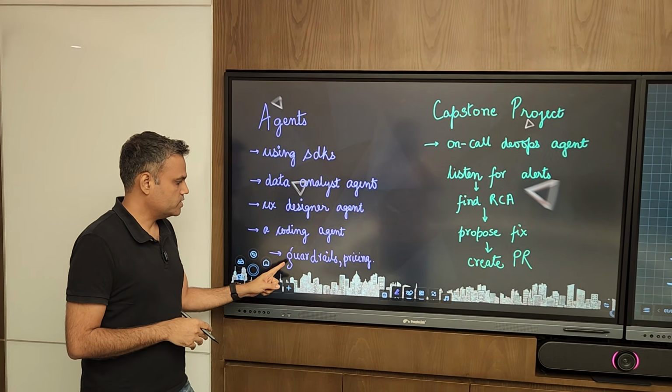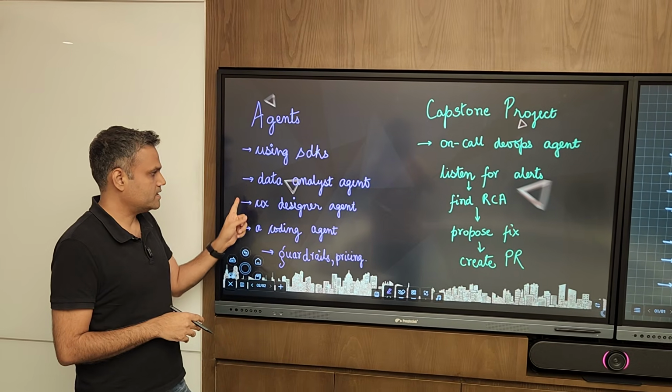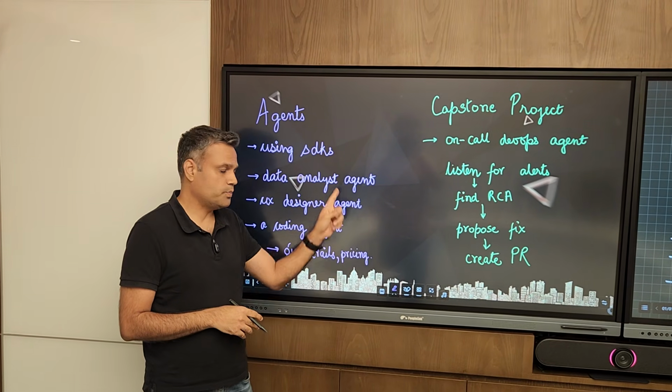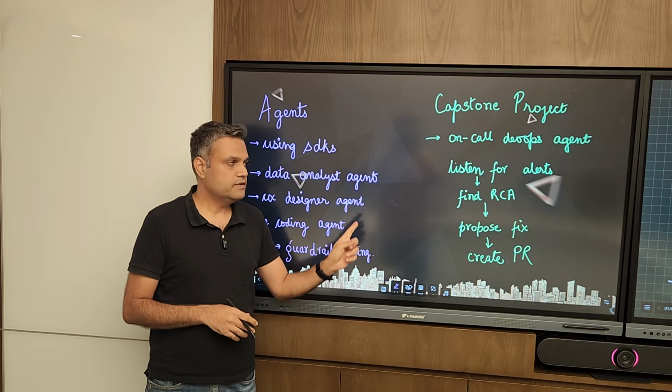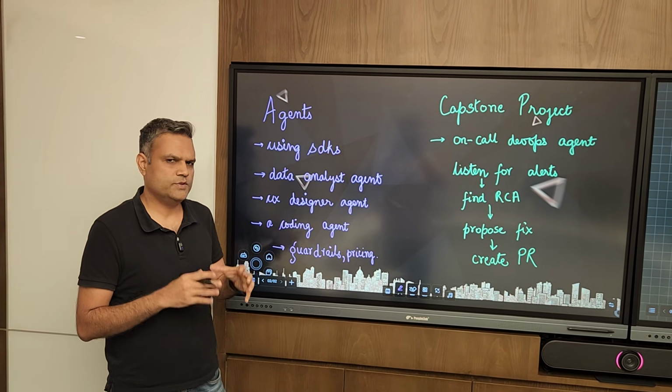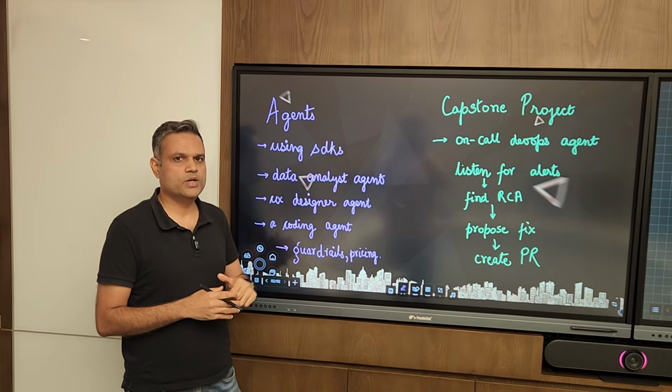Then we discuss about guardrails. How do you protect against misuse of these agents in production? We discuss how do you price each of these agents. We discuss in detail about the architecture of each of these agents. We do a brainstorming session, and then we do a hands-on session.